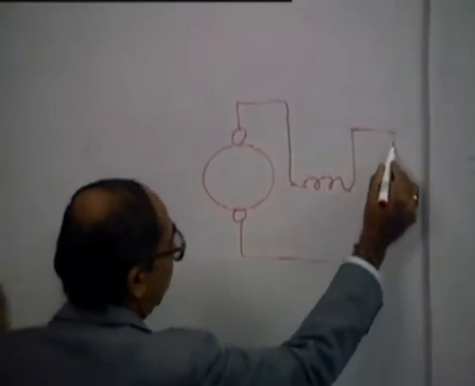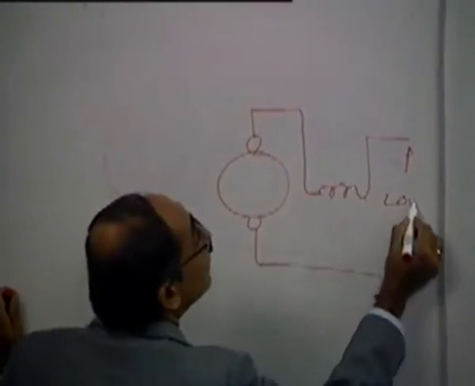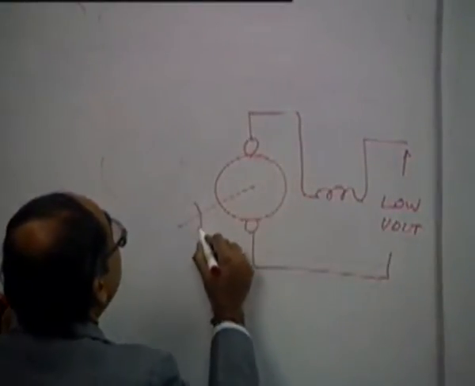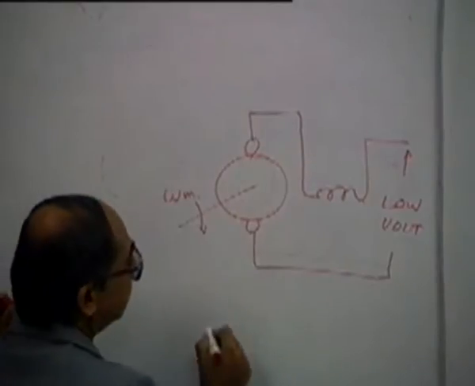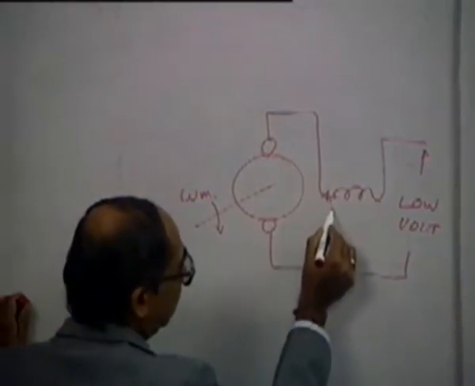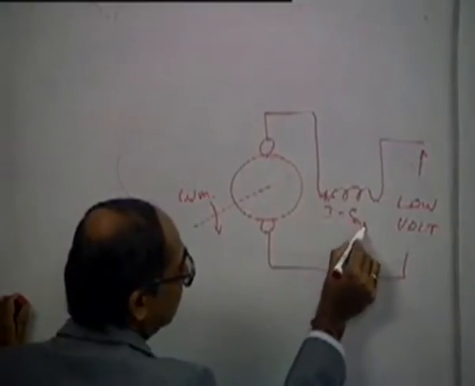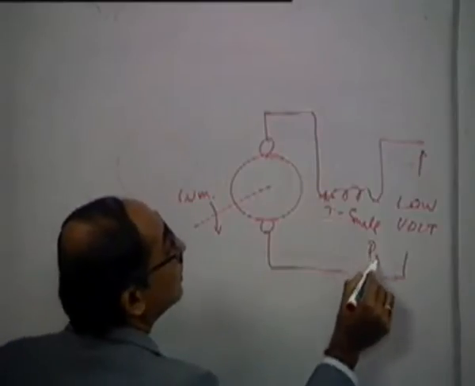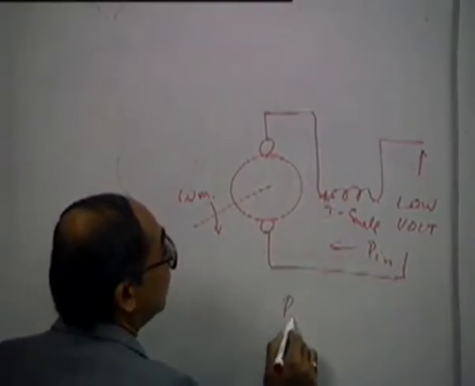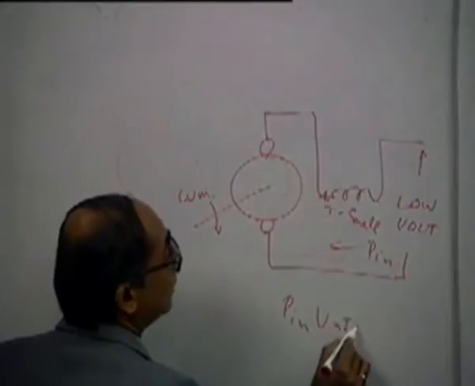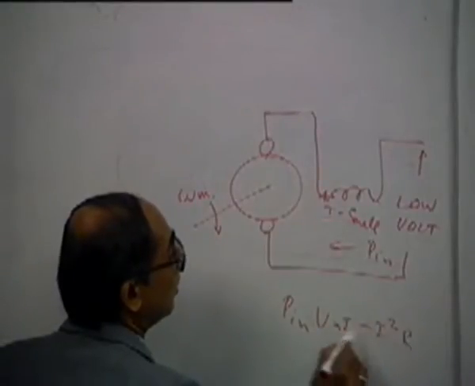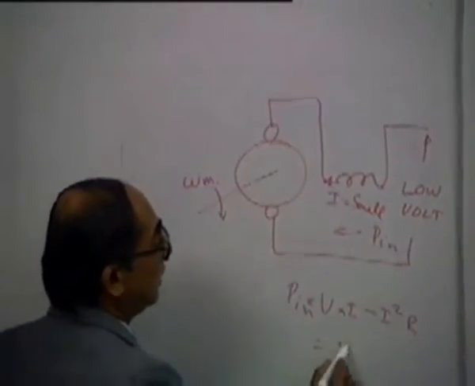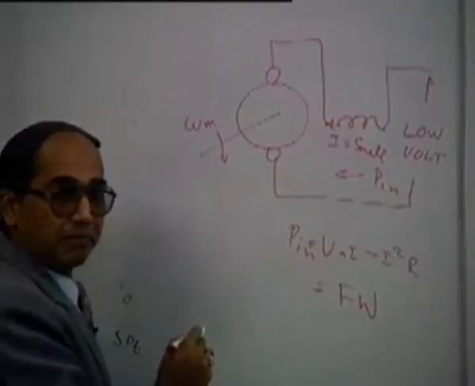So first one, you apply a very low voltage and operate at different speeds. So very low voltage means I is small, and you can adjust this. So you measure the power input, which will be V into I minus I square R, which will be small, and that will go as friction windage. This is the first thing you do.